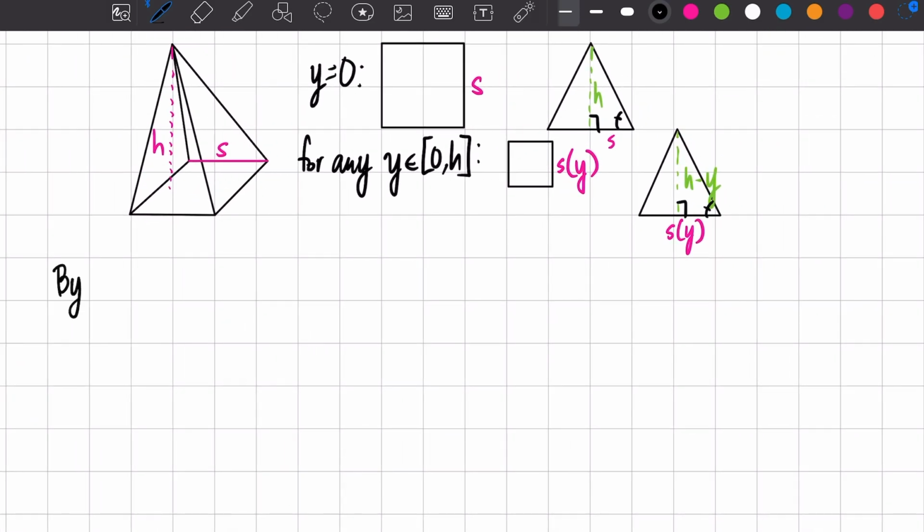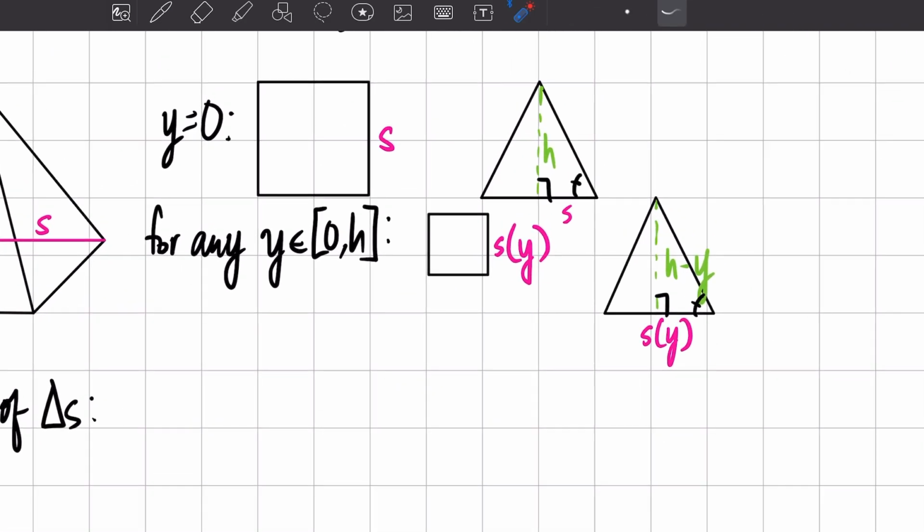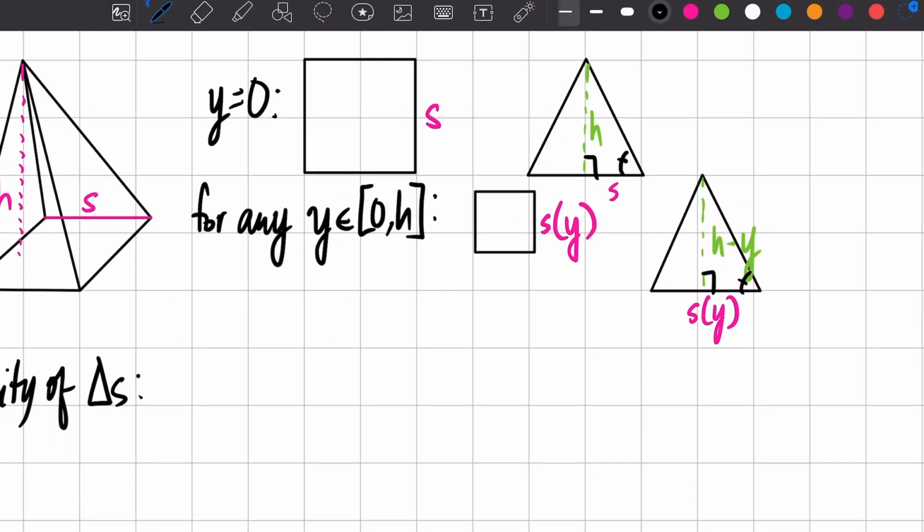So by the similarity of these two triangles, we can talk about the ratio of the height with respect to the base right here. So height over the base. So we have the height of this triangle, which is h, divided by the length of the base, which is s. And we expect this one to be equal to this height divided by this base right here, s of y.